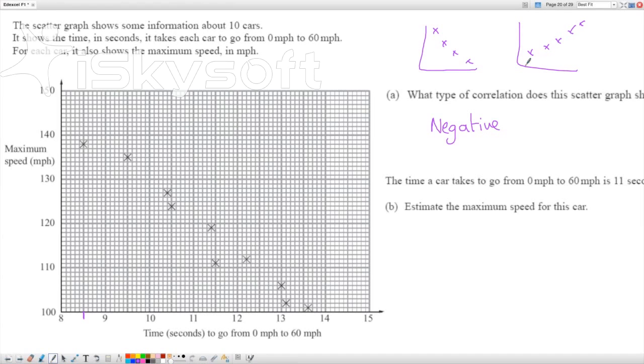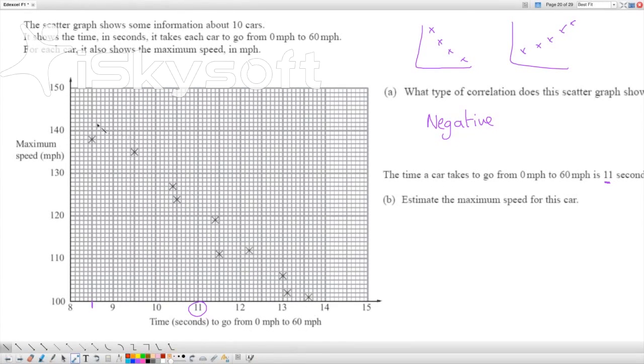For 2 marks, we're asked here the time a car takes to go from 0 to 60 is 11 seconds. So finding 11 here, we then need to estimate the maximum speed for this car. You need to take your ruler out first and draw a straight line, a line of best fit. So going roughly through the points, we need to have approximately the same number of points below the line as above the line. Maybe just moving it slightly that way.